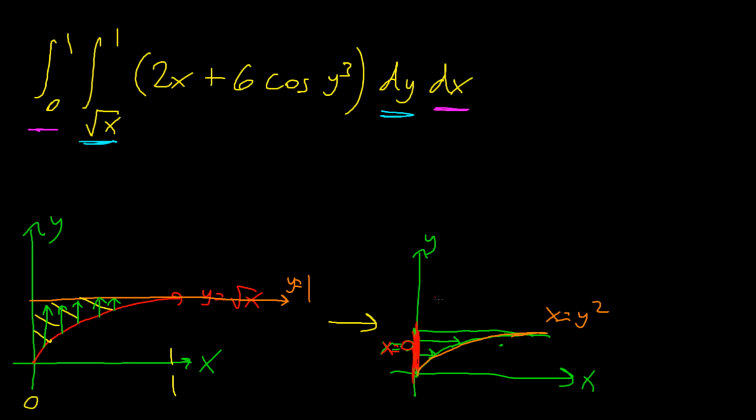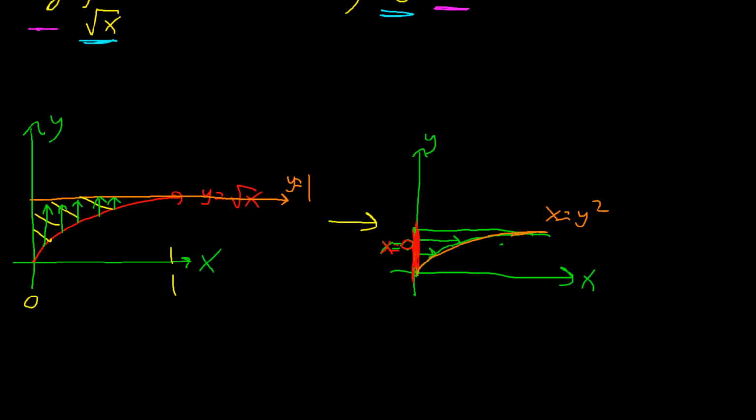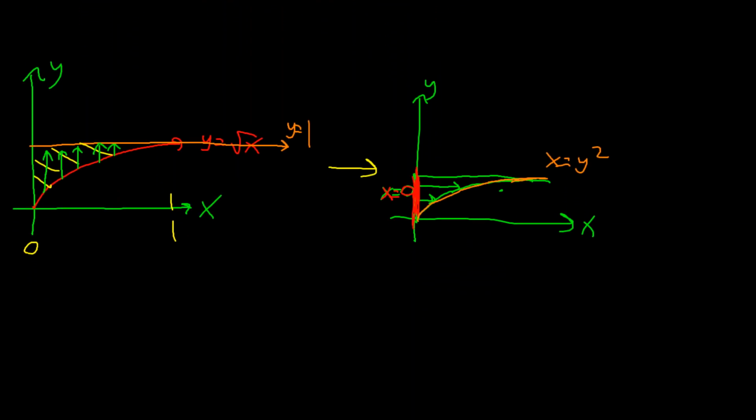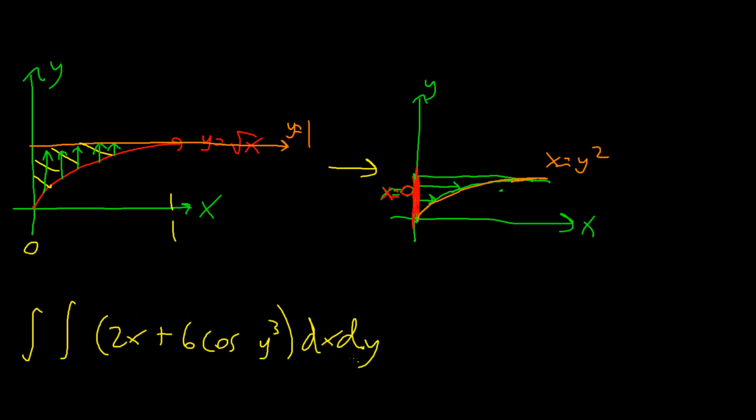And now, let me write this out. We're going to have the same function, 2x plus 6 cosine y cubed, and now dx dy. So for x, the lower bound is going to be 0, and the upper bound is going to be y squared.